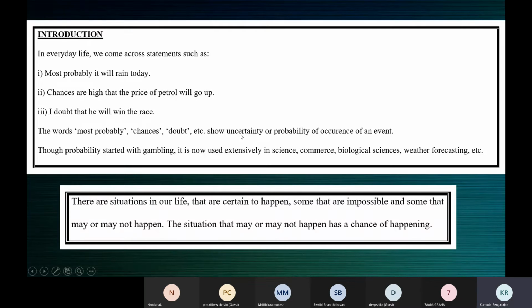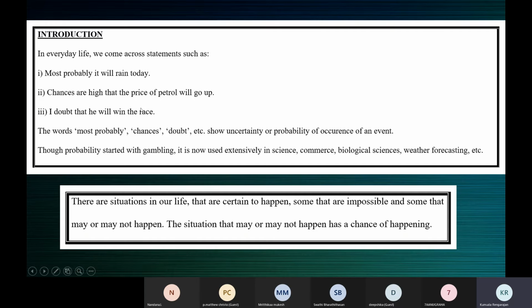You're not sure. When you say it will rain today, I'm sure it's going to rain today, that means you are expressing your expectation. It will rain today means 100% it's going to rain today. It is certain. That means you are saying it is certain that it will rain today.